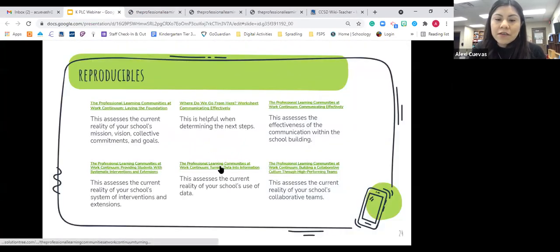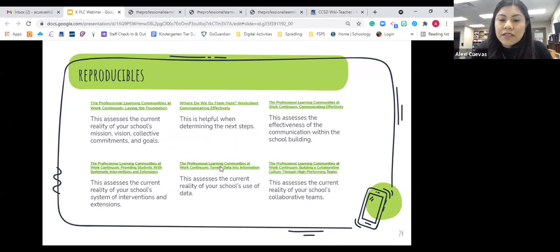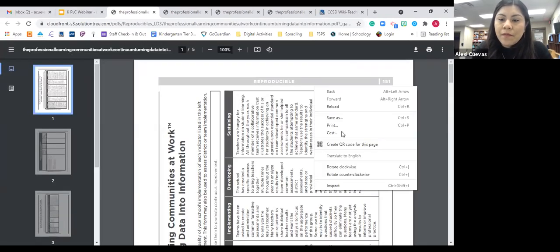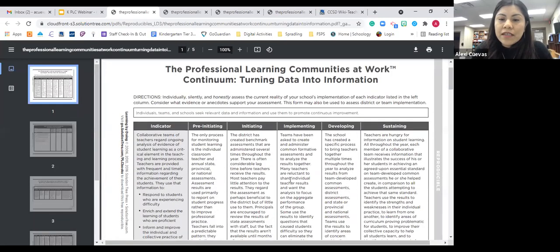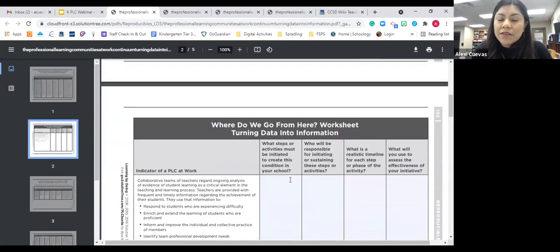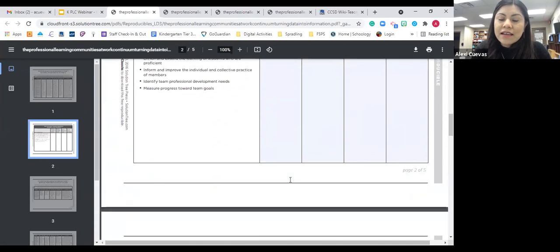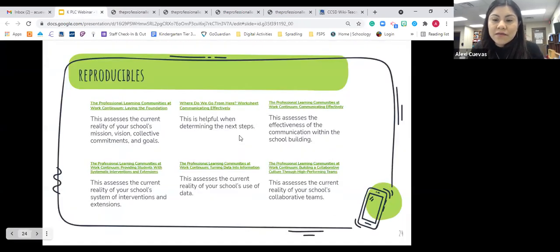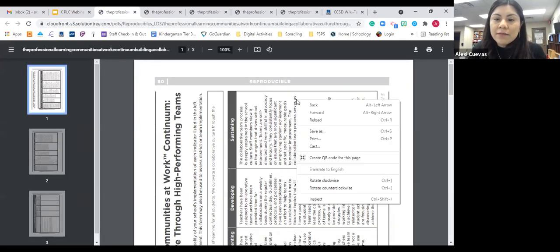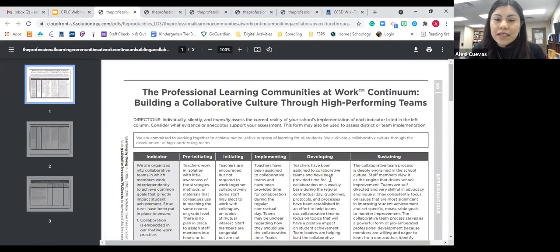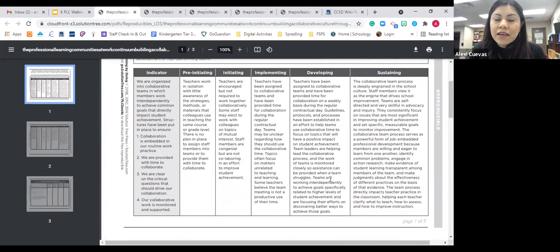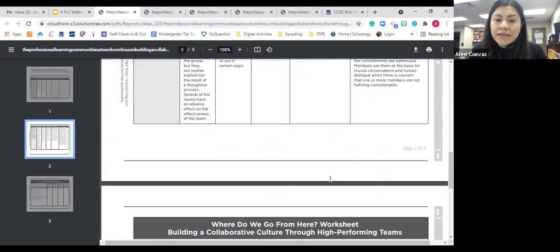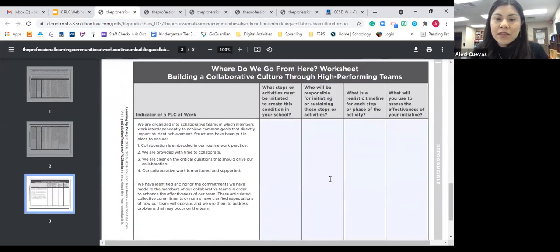This one assesses the current reality of your school's use of data. It's laid out the same way. And there are, if you go to that website that I mentioned, it has all of these on there available and much more. I just picked a few to go over. And then this last one is just assessing collaborative teams. Again, you just go through the indicator, determine where you are, and then the very last page is to help plan the next steps.